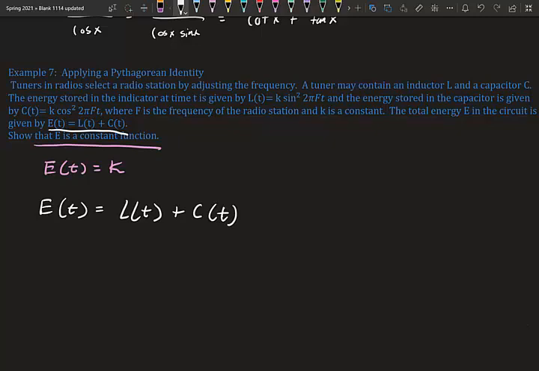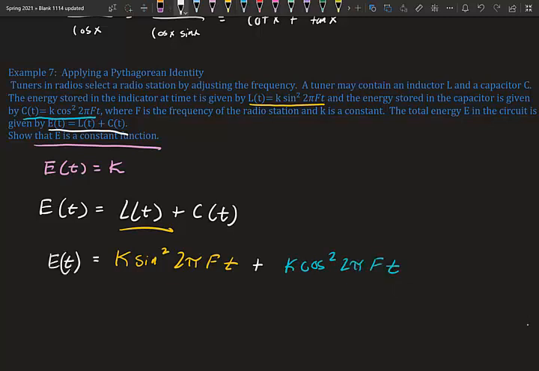We have L of t and C of t. It gave us those. So let's plug it in. So L of t is k sine squared 2 pi ft. Then we're going to add that to C of t. And C of t is represented by k cosine squared 2 pi ft. Alright, so we just plugged it in because that's the equation they want us to work with. They want us to work with L of t plus C of t and make it simplify down to just k.